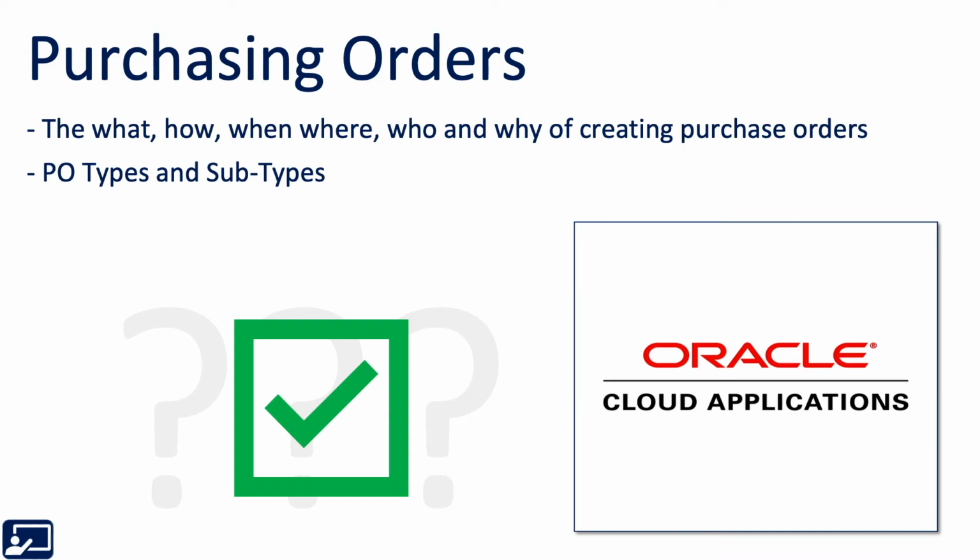So let's recap. You should now understand for purchase orders the what, how, when, where, who, and why of creating POs. You should also understand PO types and subtypes. Still not sure? Watch this video again, it's free. But if you understand the material, it's time to move on to the next lesson in this chapter or course.